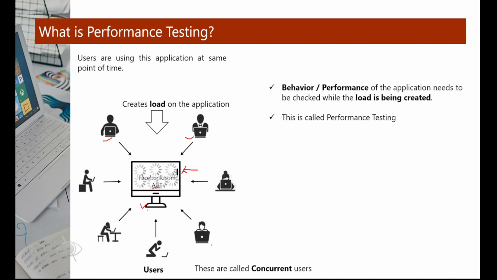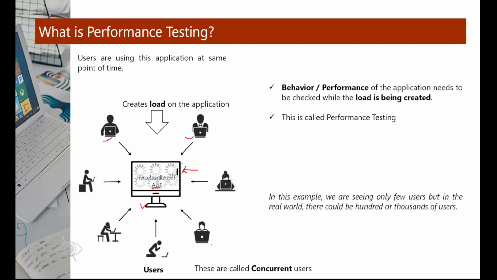Correct. So that's why we have to check the performance when a few people are accessing the application at the same point of time. We have to see how our application will perform. That's what we do in performance testing. In this example you can see that we are using just 4, 5, 6 or 7 users here, but in the real world there will be hundreds or thousands of users accessing this application.